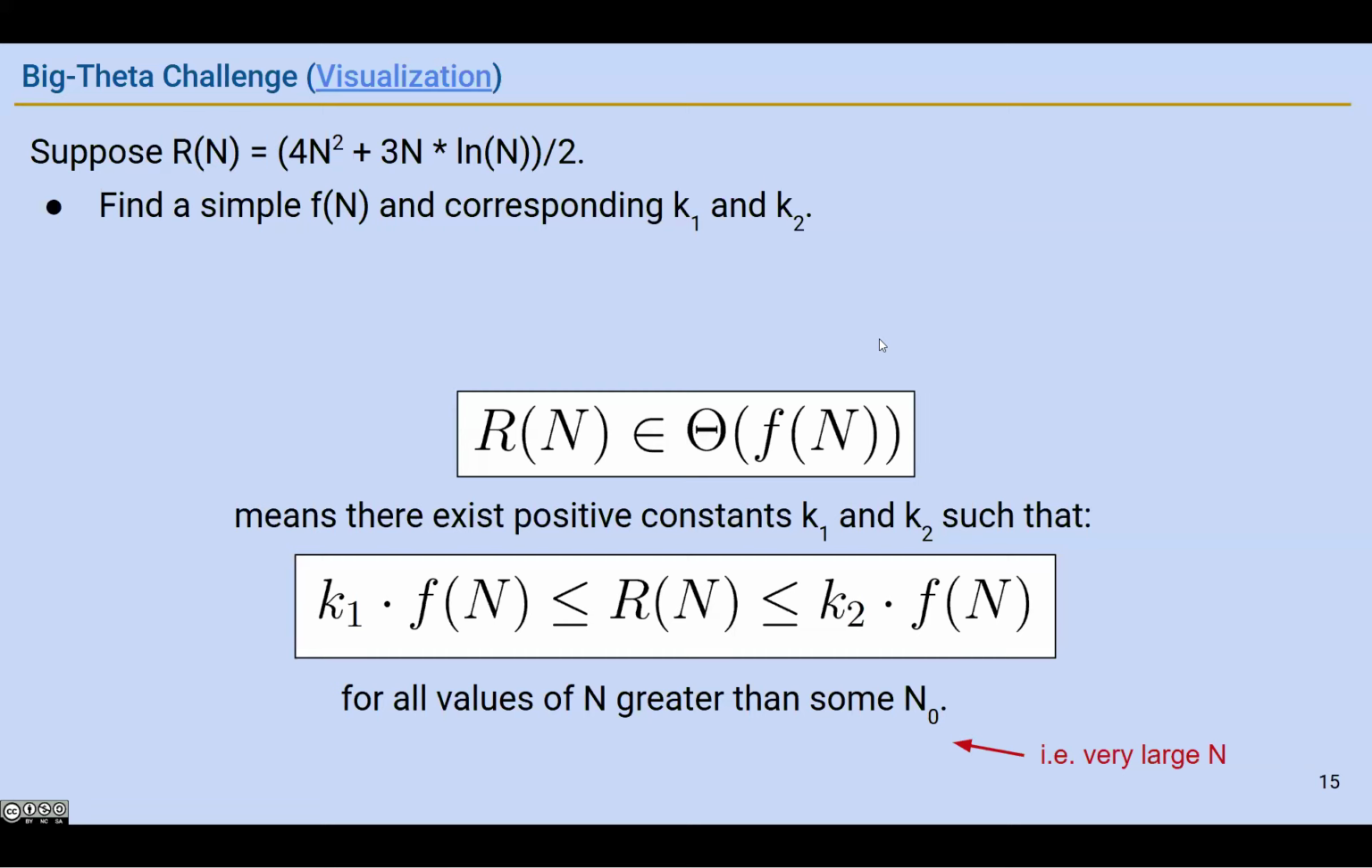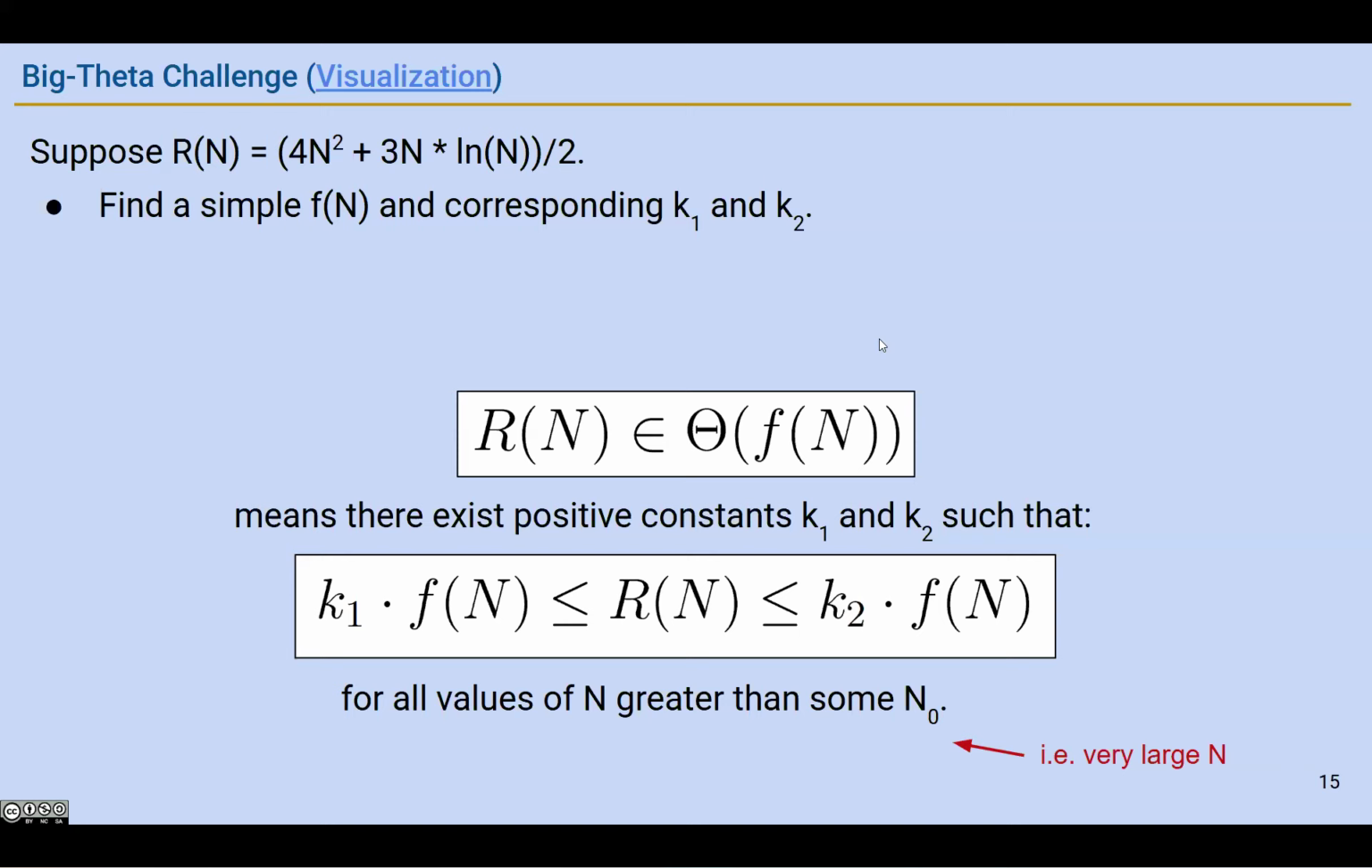So let's do an example of actually doing the math. R of n is 4n squared plus 3n times the natural logarithm of n, divided by 2. Just quickly, what do you believe the order of growth is? N squared. So we believe that f of n should be n squared. But let's actually prove that that's true.